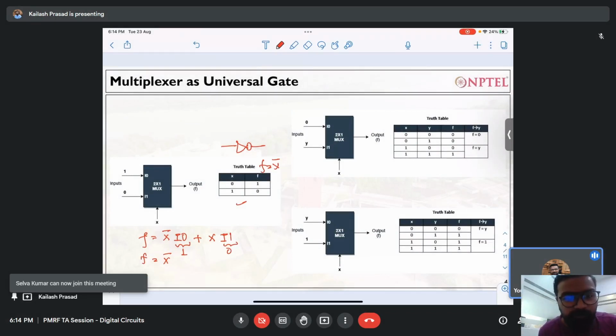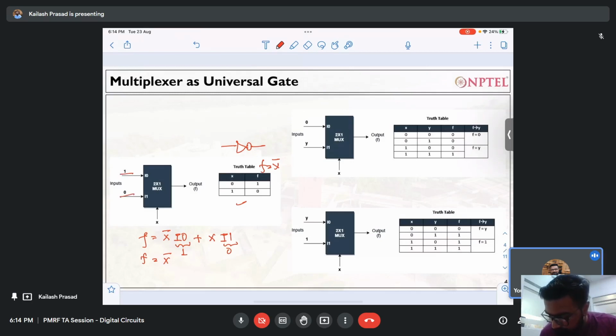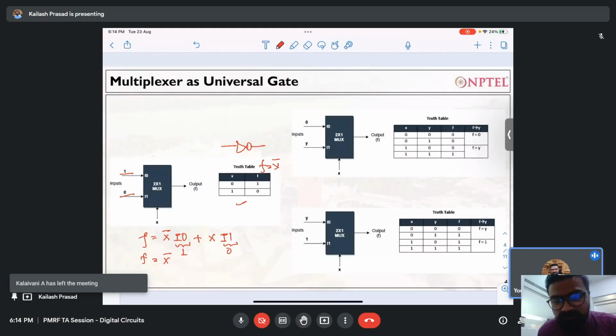Now if you put x here as the select line and fix the first input as 1 and the second input as 0, it will virtually behave as a NOT gate. So a multiplexer can be easily used to design a NOT gate. Any question on this concept, how we have designed the NOT gate? We have taken a 2x1 multiplexer, the x input has been provided as the select line, and on the two inputs, if I put 1 and 0, this will behave as a NOT gate.